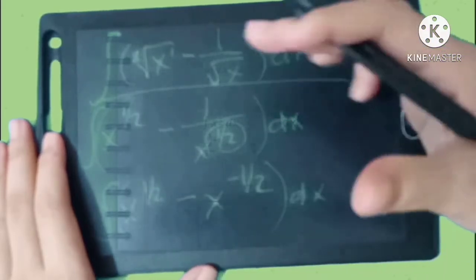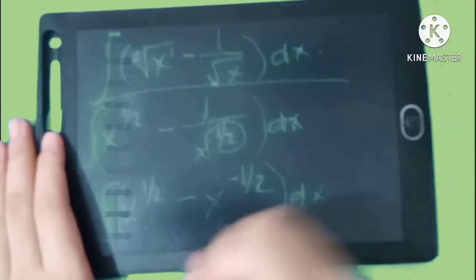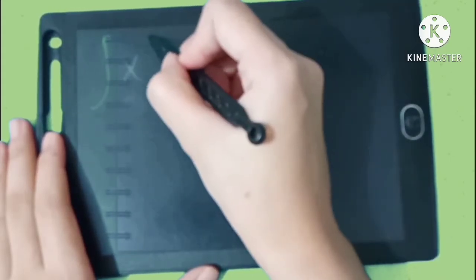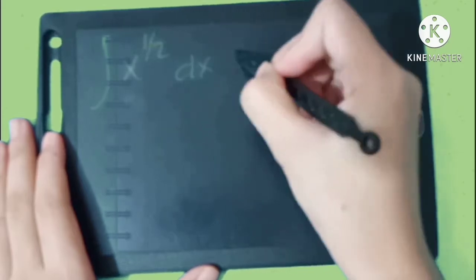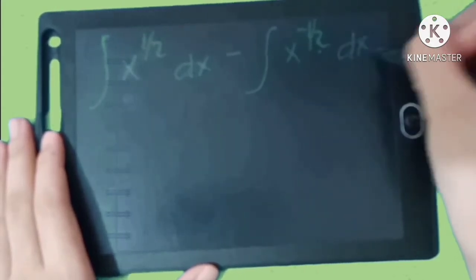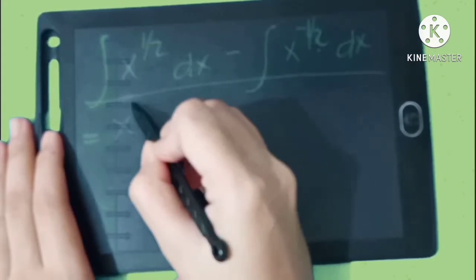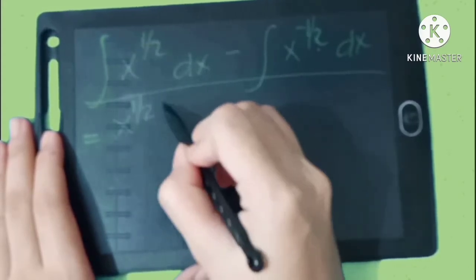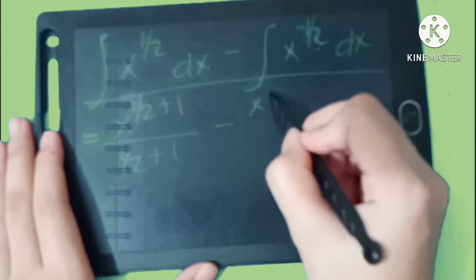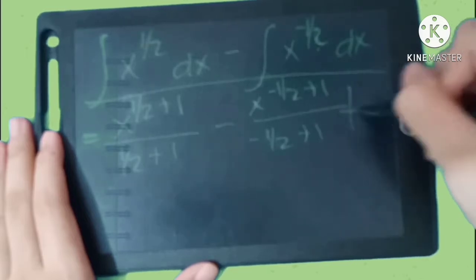So, ito, pwede na natin siyang ma-integrate. Pero, ipag-iwalayin muna natin itong dalawang to. Okay, so, i-rewrite natin. So, ayan. The integration of x raised to 1/2 dx minus the integration of x raised to negative 1/2 dx. So, ayan. Pwede na yan. Solve na natin. x raised to 1/2 plus 1 over 1/2 plus 1 minus x raised to negative 1/2 plus 1 over negative 1/2 plus 1 plus c.